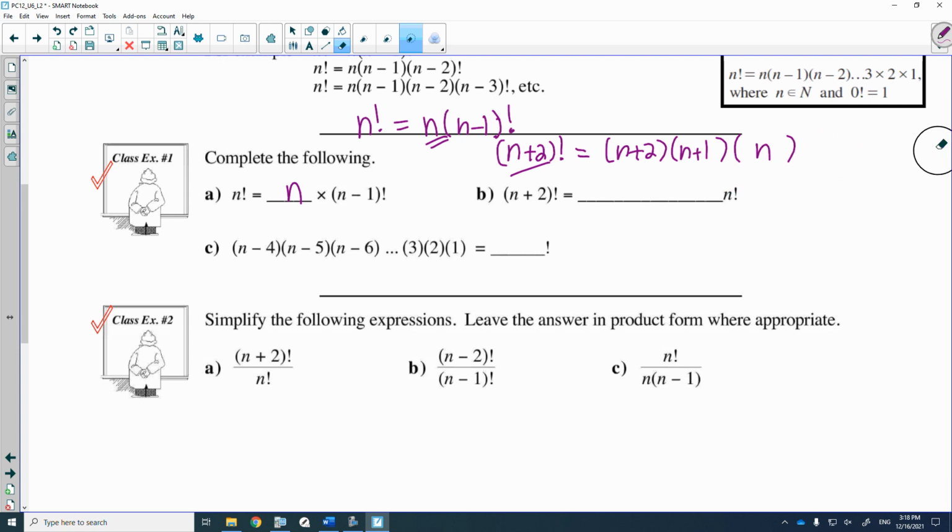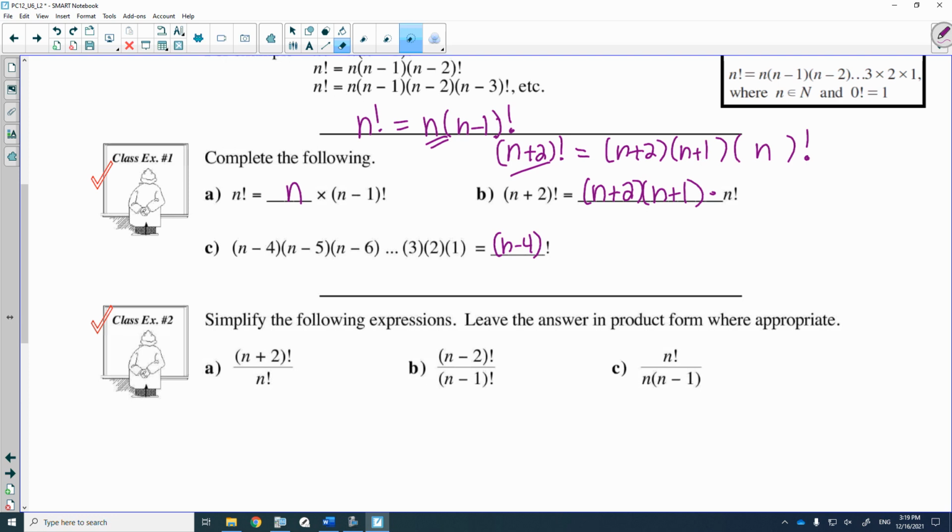So if I stop there, what did I have? I had n plus 2 and n plus 1 and then n, and then times n factorial. If you saw this descending sequence, what would have been the original factorial that they gave you? That would have been n minus 4. So n minus 4 factorial.